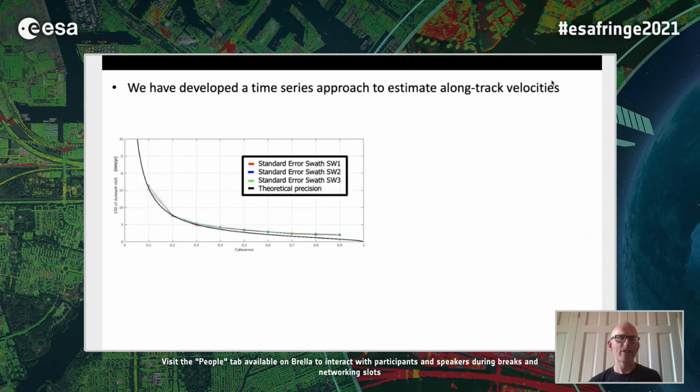And this figure here is just to show you what we would expect the precision to be. So the black line there is showing the theoretical precision, and then there are three colored lines which all kind of overlap each other, so maybe they're not that clear. And this is what we actually get when we estimate the standard error from our data. So we kind of track the theoretical precision for low coherence. Our precision is slightly worse than we would predict at higher coherence, but nevertheless still in the order of a few millimeters per year.